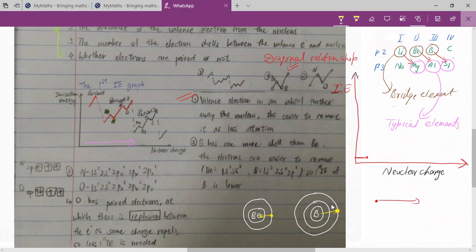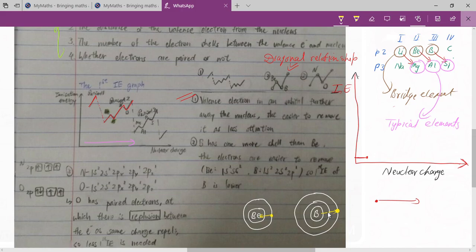As much as the shell is larger, if there is a maximum number of shells, that means you are getting away from the nucleus. In that condition, the force of attraction will be less, and then the ionization energy will also be less, or lower, we can say.